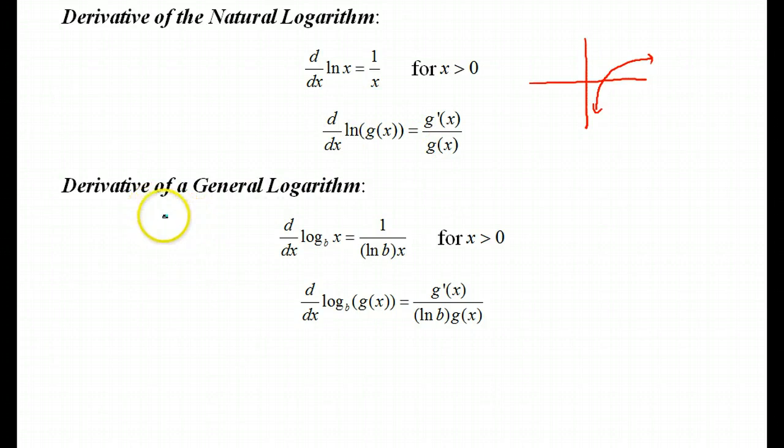This one's a little bit more rare, the derivative of a general logarithm. The formula here says the derivative of log base b of x equals 1 over the natural log of b times x, for, of course, values greater than 0. And then we apply that chain rule to this general logarithm derivative. So we just have to add that g prime of x to the numerator, and instead of an x, we have a g of x. So here are my formulas for the derivative of the natural log and a general log, and then their corresponding chain rule counterparts. So now let's go ahead and do an example.